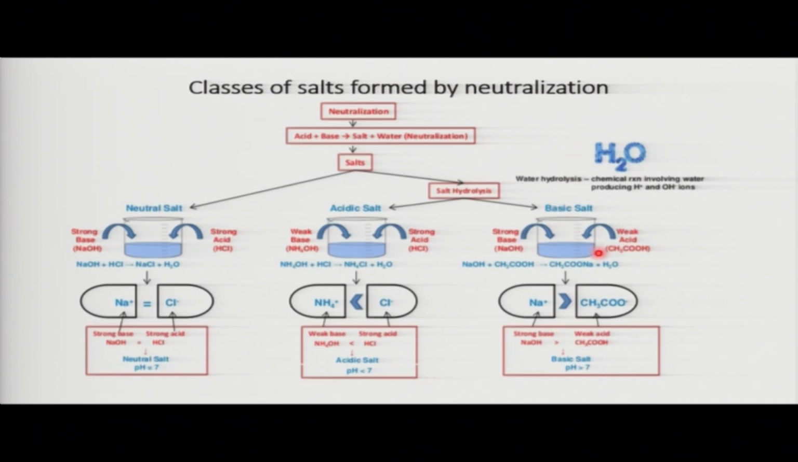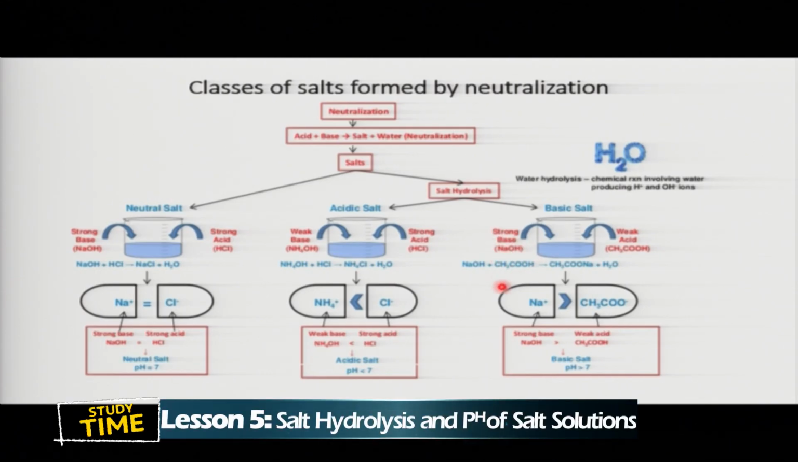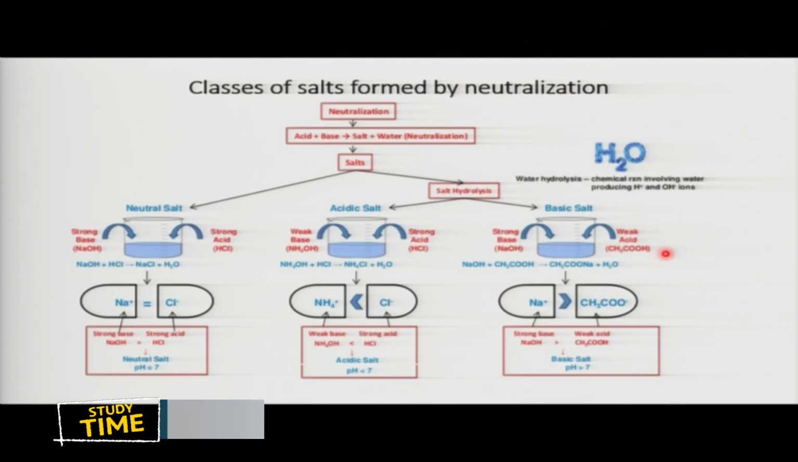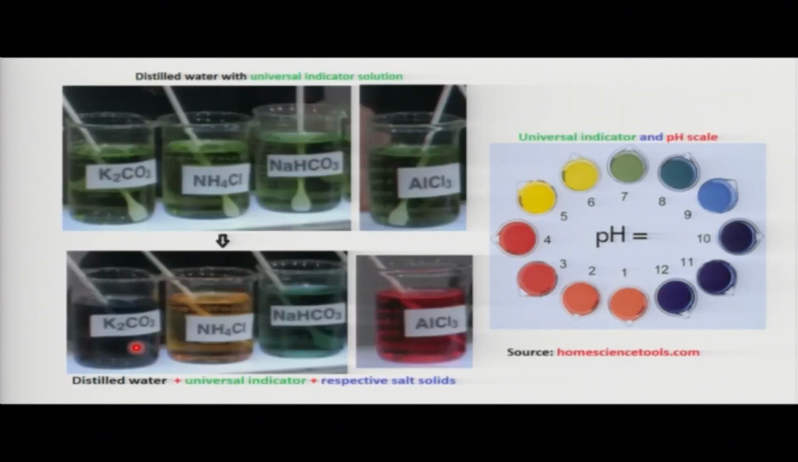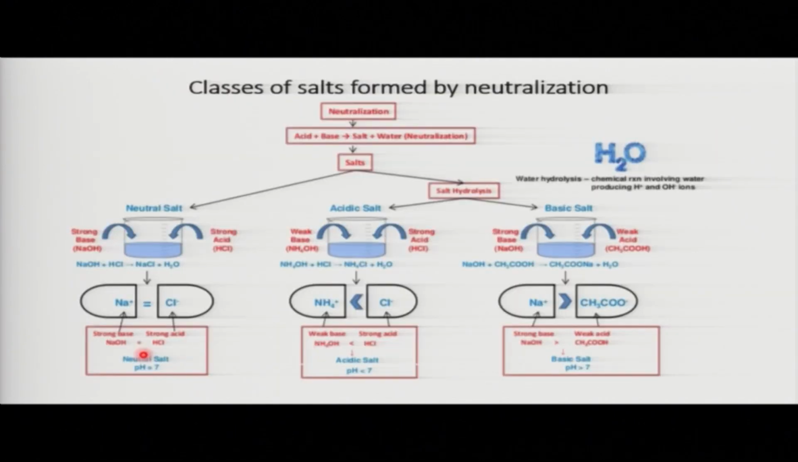Talk about basic salts. You have a strong base, sodium hydroxide, for instance, or potassium hydroxide, and a weak acid, maybe ethanoic acid or any other organic acid, to form sodium ethanoate. But from our example here, we're looking at potassium carbonate, indicating we had potassium hydroxide and maybe weak carbonic acid. So those are the three classes of salts we are to look at.